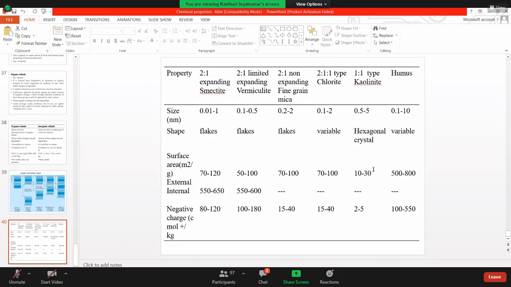And this slide, no need to remember the values. Just remember the comparison: which one is higher than which one, or which one is lower than which one. That is needed, but no need to remember the exact values. Okay. Humus means organic colloids. Okay, last column organic colloids and others inorganic colloids.